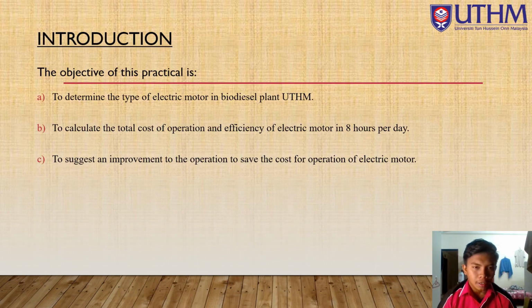For the introduction, the objective of this practical is to determine the type of electric motor in the biodiesel plant UTHM. After that, to calculate the total cost of operation and efficiency of the electric motor in 8 hours per day. Lastly, to suggest an improvement to the operation to save the cost of operation of the electric motor.